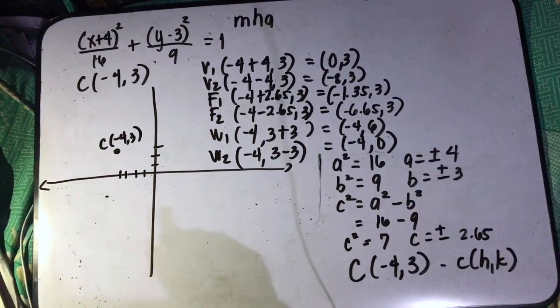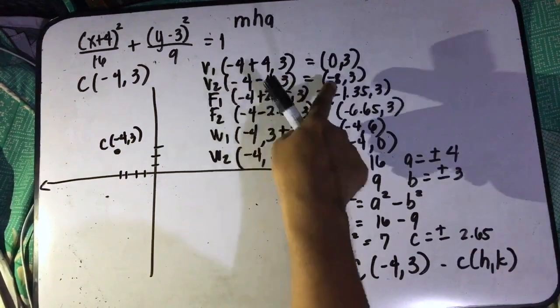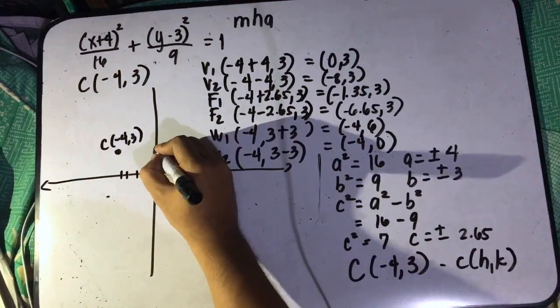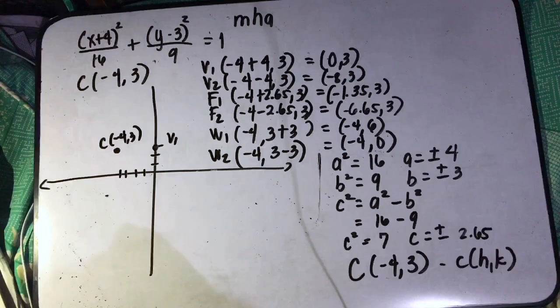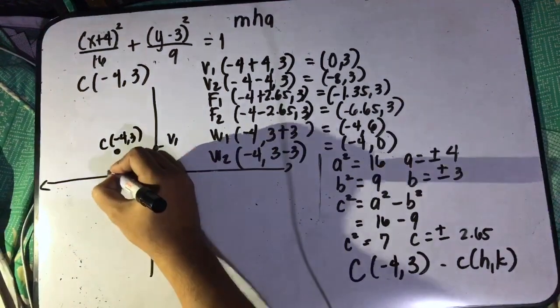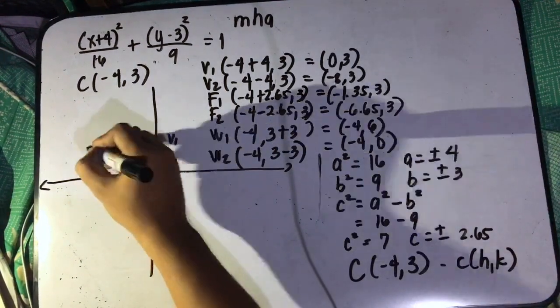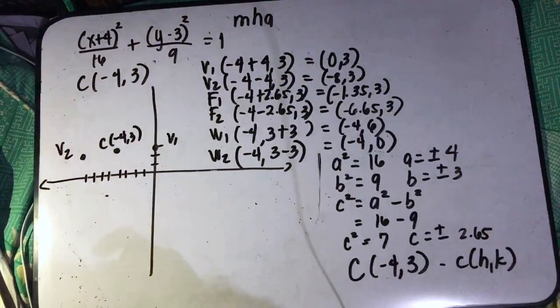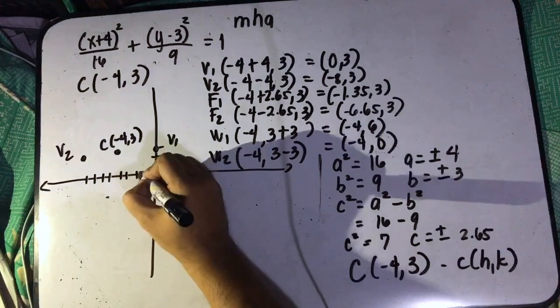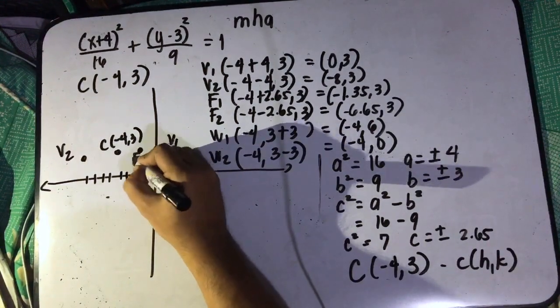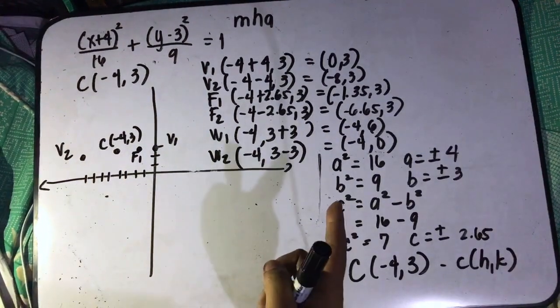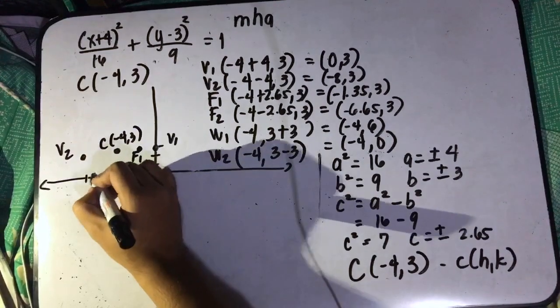Okay, drawing natin. Asaan daw sila? The first one, V1 is 0 and 3. So this is V1. Okay, where is V2? V2 is located at negative 8 and 3. 4, 5, 6, 7, 8. So this is V2. Where is F1? F1 is located at negative 1.35 and 3. So this is F1. Where is F2? F2 is located at negative 6.65 and 3. 4, 5, 6, 6.65 and 3.